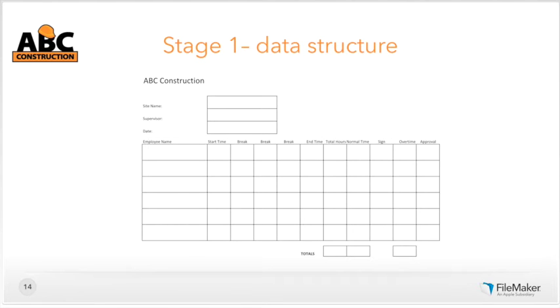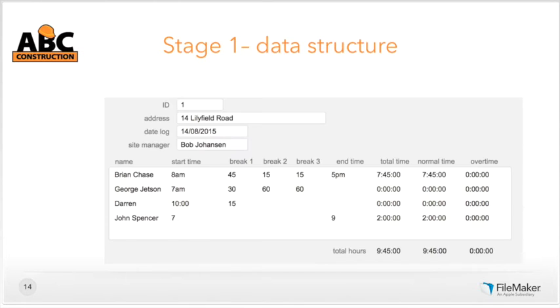So Stephen's decided to go ahead and have a go at developing something in FileMaker Pro. Remember that this was his paper form, and he identifies areas here for the construction site itself, the site, the supervisor, the date, and also data for each worker logging their times, their name, their start, their end times, and their breaks. So he could start with something like this. He could start with something where you can enter the site address, the date, and the manager, and then details for each of the workers in a structure called a portal.